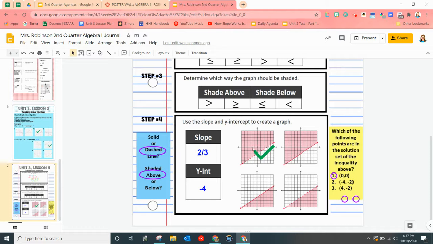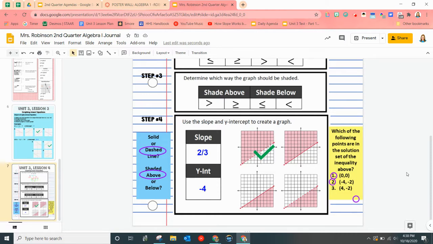So if you go over -4, that's 1, 2, 3, 4, and you go down -2, is that in the solution set? Yes, because it's in the shaded area. That's what you're looking for. Now, what about 4, comma, negative 2? So positive 4. 1, 2, 3, 4, comma, negative 2. Well, that's over here in this part, right? So is that going to be in the shaded area? No, that point's not. So the first and second one are. The third point is not in the shaded area because it's going to be over here at 4 and down negative 2. So that one is not a solution set to the inequality.